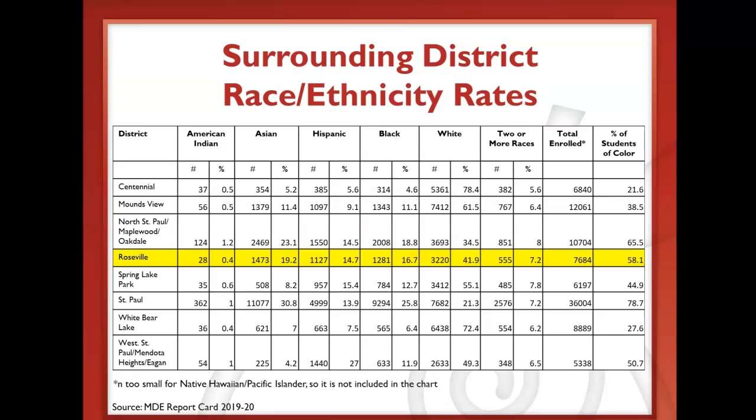We do use 2 of the districts as comparison districts, which include West St. Paul, Mendota Heights, Eagan, and North St. Paul, Maplewood, Oakdale. But again, you can see the variability of the districts close by Roseville.